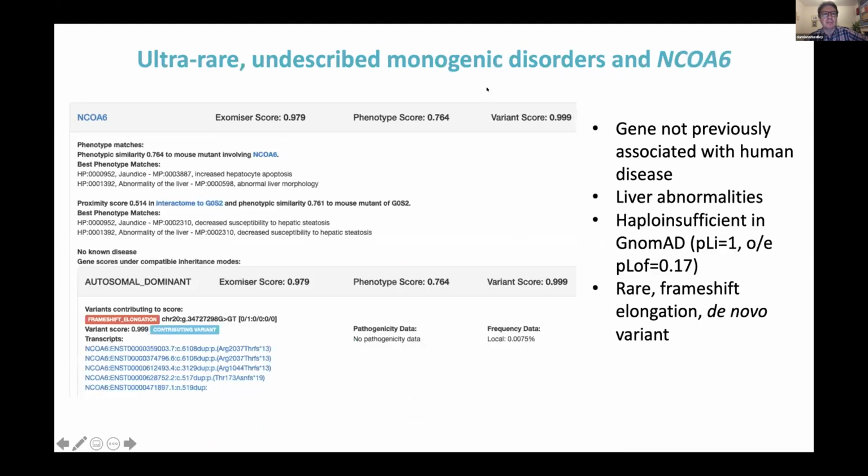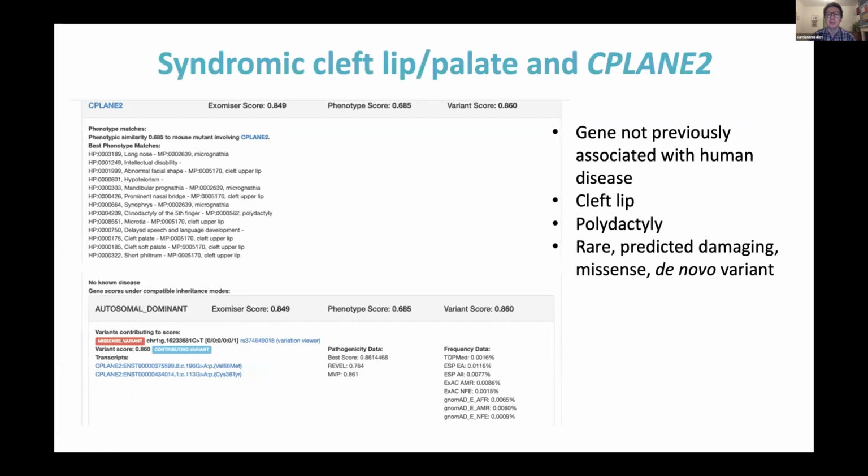Another example, in the ultra rare undescribed monogenic disorder recruitment category, where we found a rare frameshift elongation de novo variant, again from trio sequencing. And here the mouse models provide evidence of liver abnormalities that match the patient's phenotypes. And again, the gnomAD haploinsufficiency data matches nicely. And the final one, where the mouse models match a syndromic cleft lip palate patient phenotype.